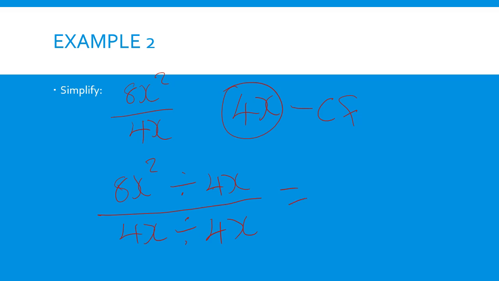4 into 8 goes 2 times. x into x squared leaves you with x. And 4x into 4x is 1. So your answer is going to be 2x. And that's that. Are you getting the hang of it now? Good. Let's move on to our third example. If you still haven't gotten it, you'll get it on this one.